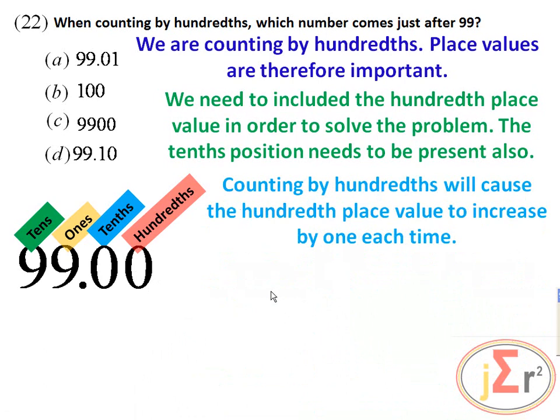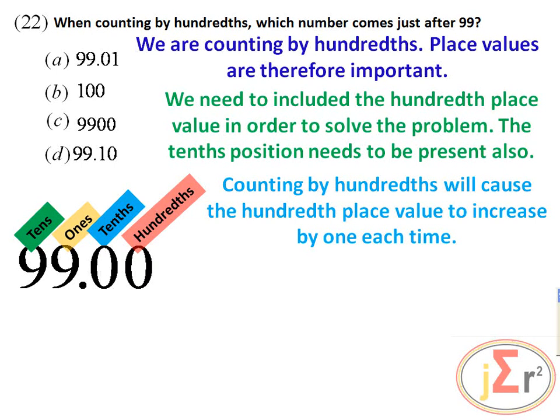So counting by hundredths will cause the hundredth place value to increase by 1 each time. So that one will increase each time. Which number will come immediately after 99.00, which is the same thing as 99? That number is the same number that will come after 99.00. And if we are counting by hundredths, the hundredth decimal place is the one that will be increasing each time. So there it is. It will be 99.01 because it goes up by 1 each time.